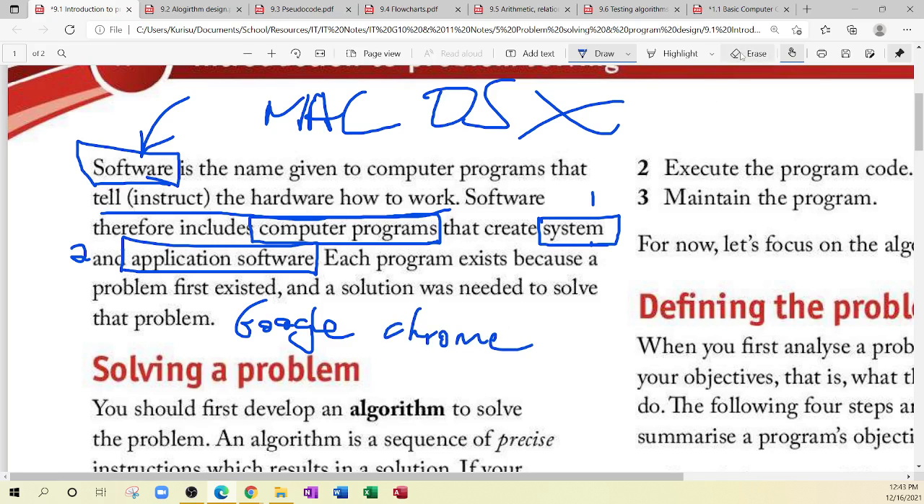So those are some things you guys gotta be careful of, because sometimes in your paper too, they might ask you to name certain applications that you can use. So you gotta be careful to give the complete name. So Mac OS, Windows, Microsoft Windows 10, Windows 11, Windows 8.1, Windows 8. Those are all examples of system software, examples of operating systems.